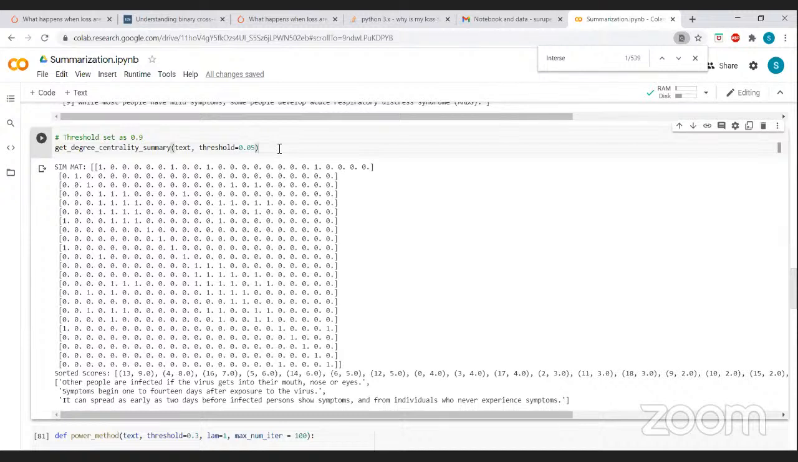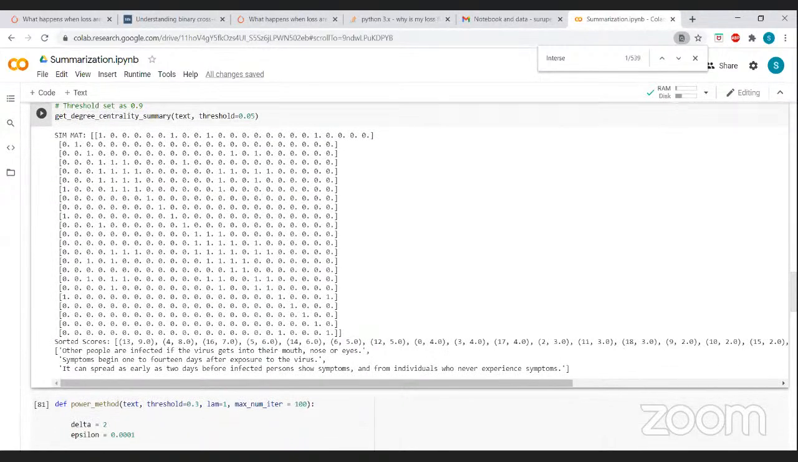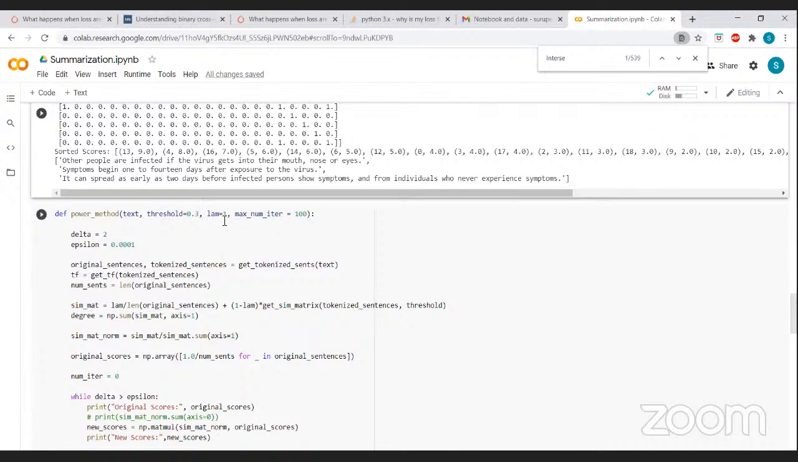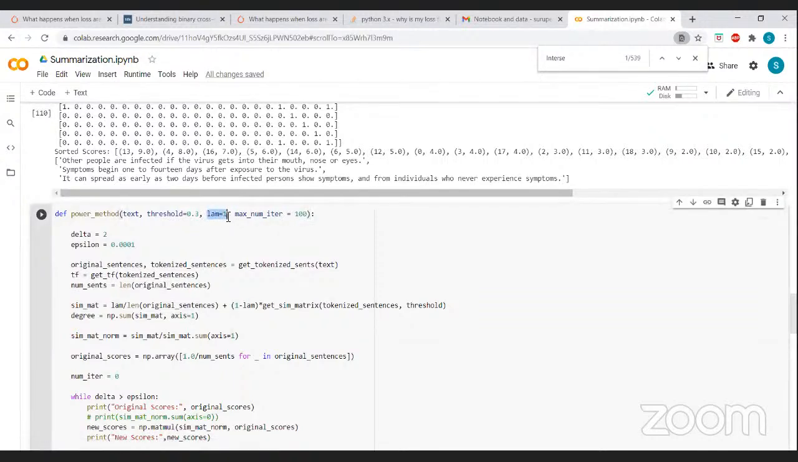sir. Is there any range of lambda as well that we need to maintain? Lambda for the power method? Yes. Okay, so usually 0.1 or 0.15, that range is usually good. But you should be careful of it not being too high. If it is too low, then the only thing that will happen is you will take time to converge, but you will still converge. As long as it is greater than zero, you will still converge. But if it is too high, then you will lose most of the information. So it should never be too high. Too low is still okay. It will just take time to get you the summary.